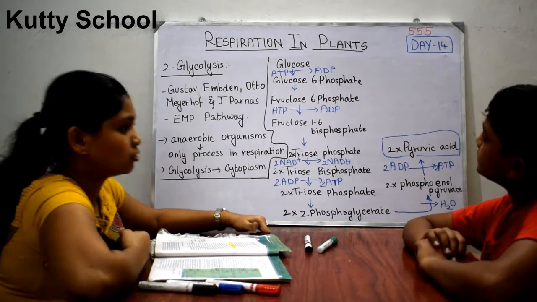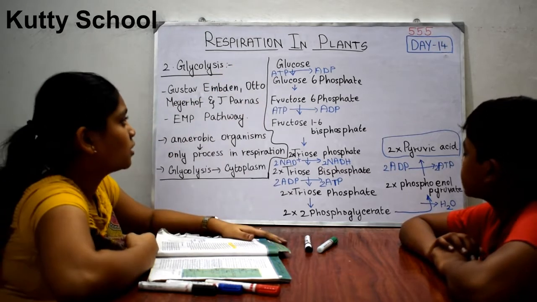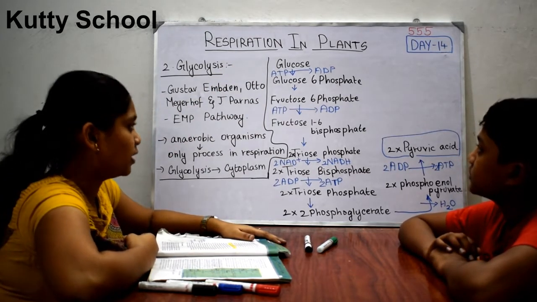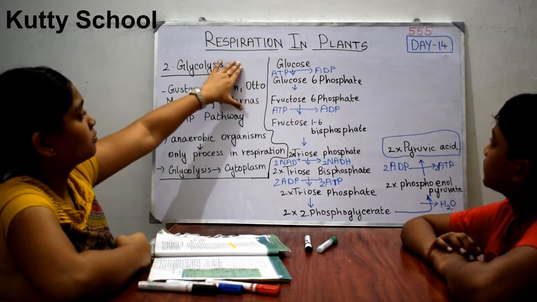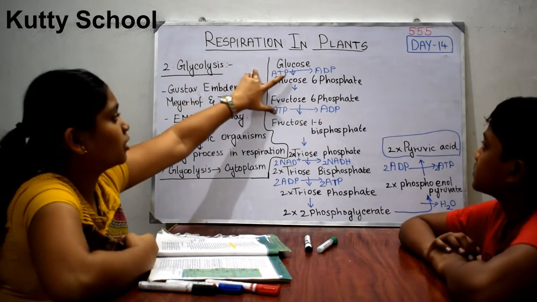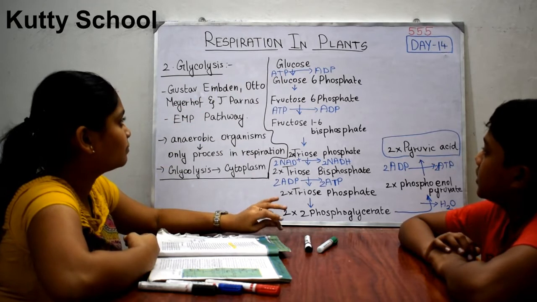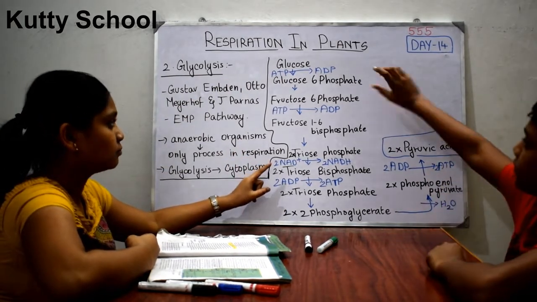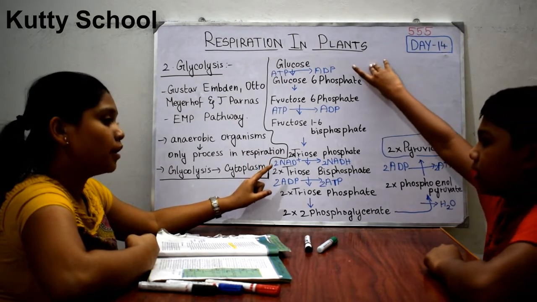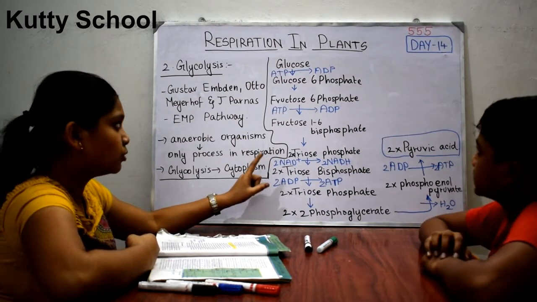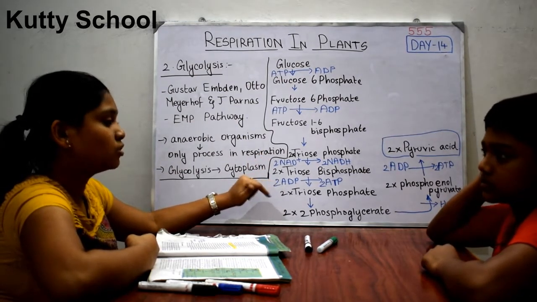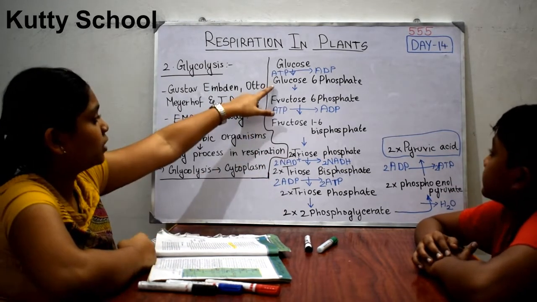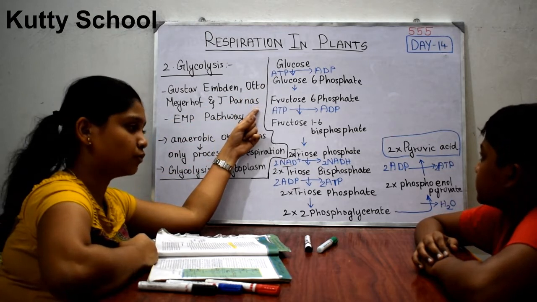So first, glucose. Glucose is converted into glucose 6-phosphate, with ATP converted to ADP. One ATP is converted to one ADP, adenosine triphosphate to adenosine diphosphate. One phosphate is used and therefore it becomes glucose 6-phosphate. And this glucose 6-phosphate is converted into fructose 6-phosphate.